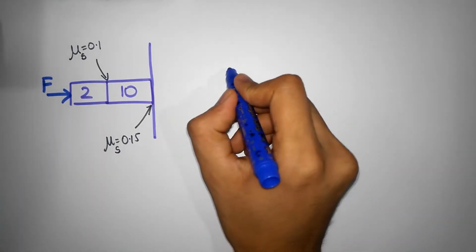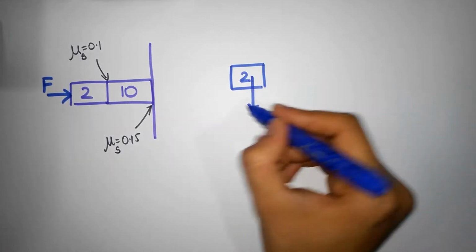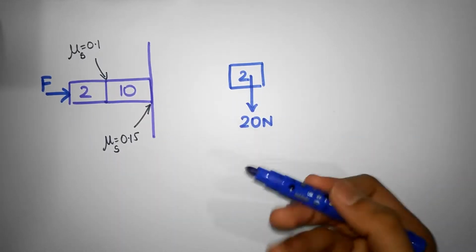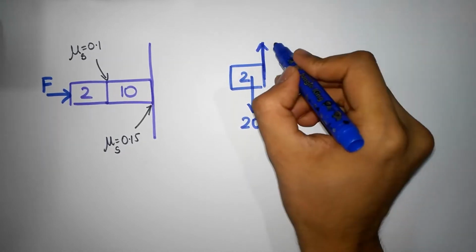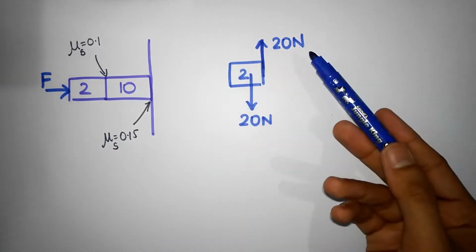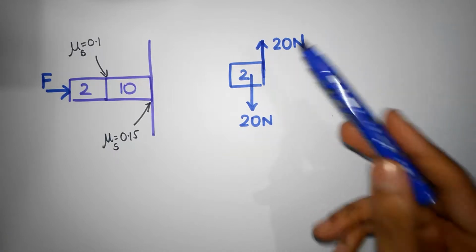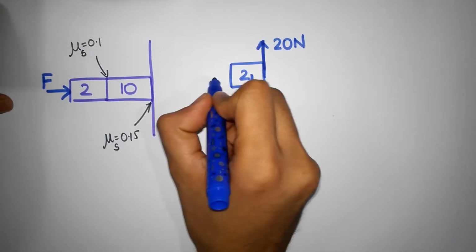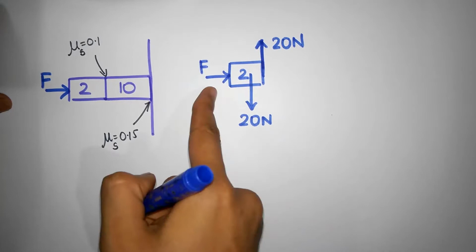Think about it. If we go to 2 kilograms, we know for sure there's a 20 Newton force acting this way. The only thing that can counter that is frictional force. So friction has to be 20 newtons. It has absolutely no other choice. It can't be more than 20 newtons, it can't be less than 20 newtons, it has to be exactly 20 newtons.